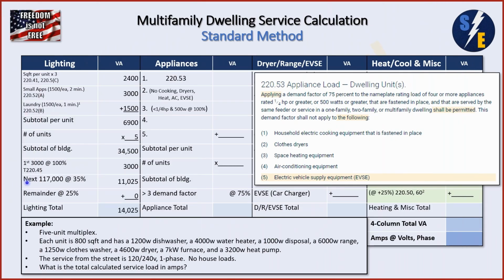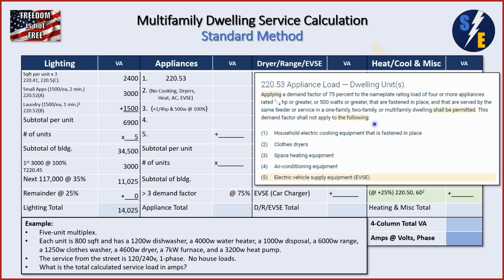Okay, moving on to appliances. Appliances are dealt with in 220.53, and this is for dwelling units only. It says applying a demand factor of 75% to the nameplate rating load of 4 or more appliances rated quarter horsepower or greater or 500 watts or greater that are fastened in place and that are served by the same feeder or service in a one-family, two-family, or multifamily dwelling shall be permitted. This demand factor shall not apply to the following.